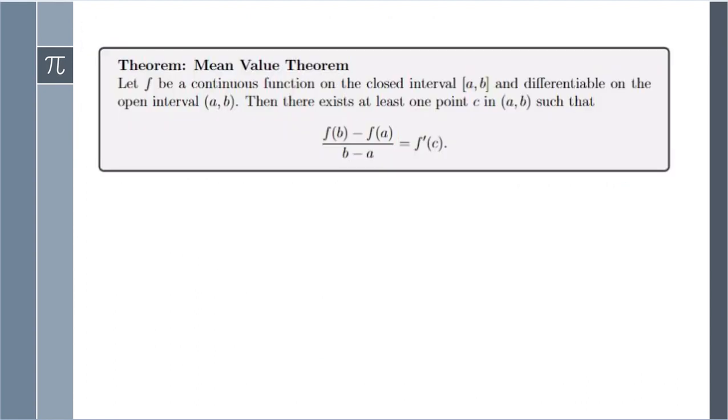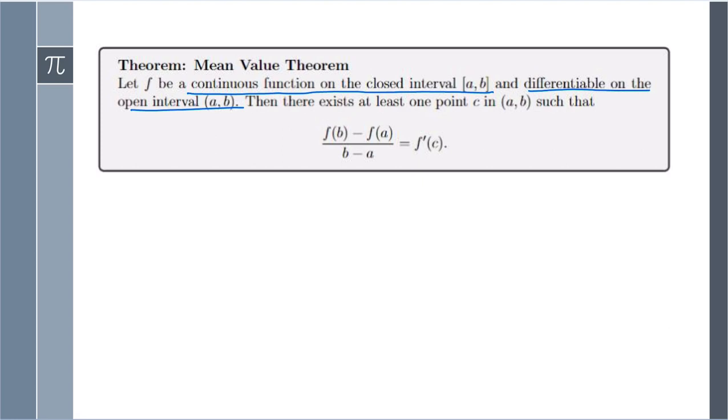So now let's look at another theorem. Rolle's theorem is a special case of the mean value theorem, where we have an additional condition. So the mean value theorem is more like a general theorem here. Okay, so this one says, the first two conditions are the same. So let f be a continuous function on the closed interval [a, b], and then differentiable on the open interval (a, b).